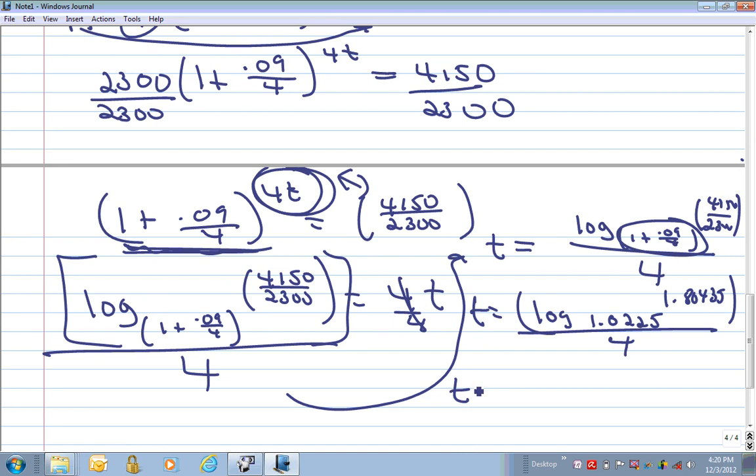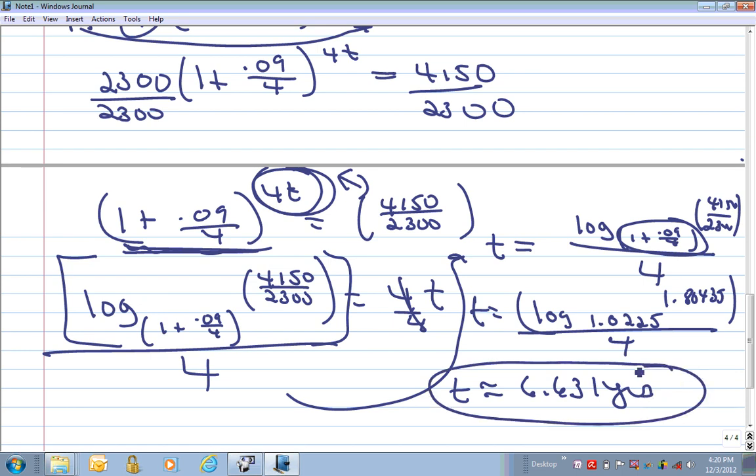And when I do, my time is approximately 6.631, and this time in this problem was in years. And there's my example. I would make sure I understand how to set this problem up fully, and tomorrow you might take from this point of the problem and see if you can put it in the calculator and get the same answer. And then we have some to practice in class as well.